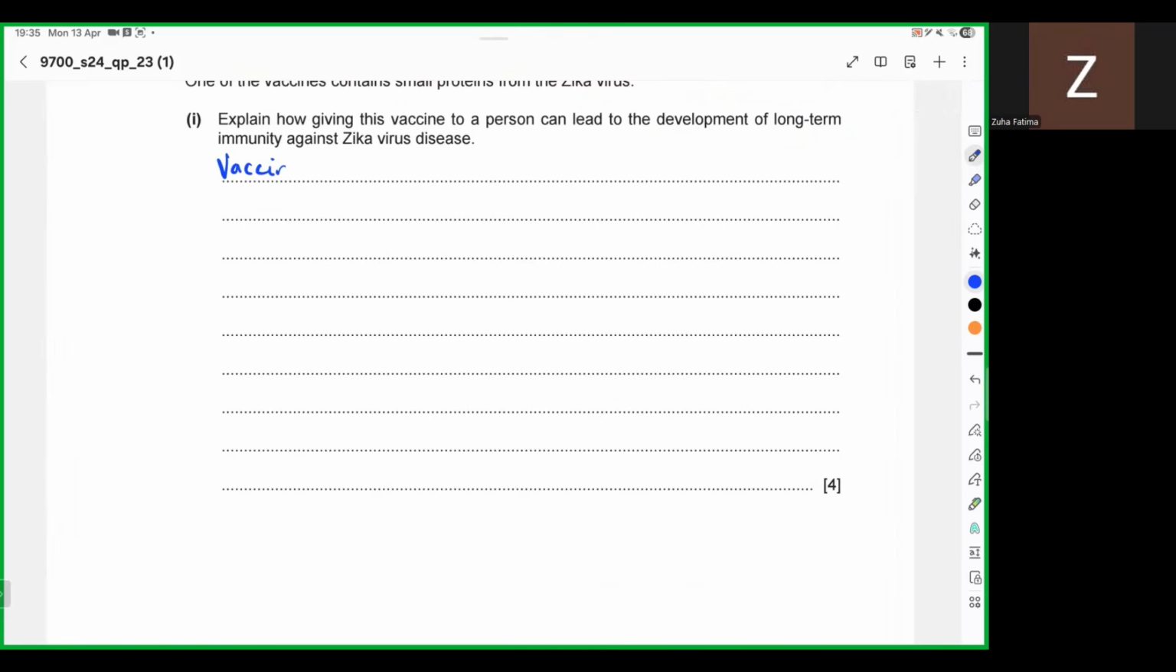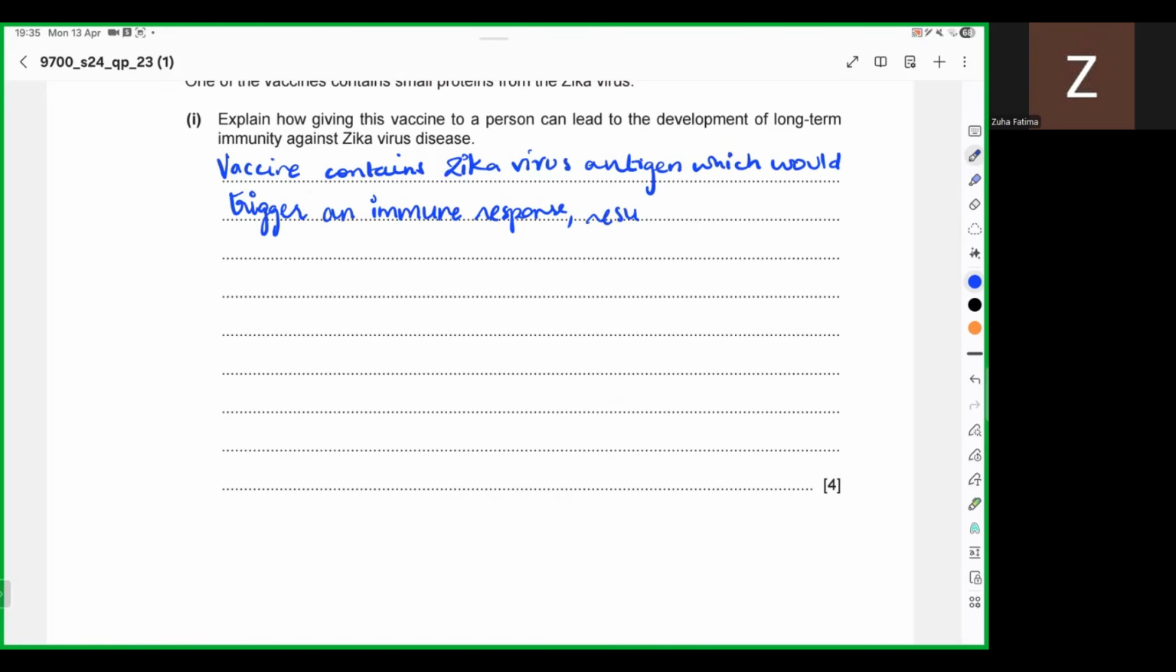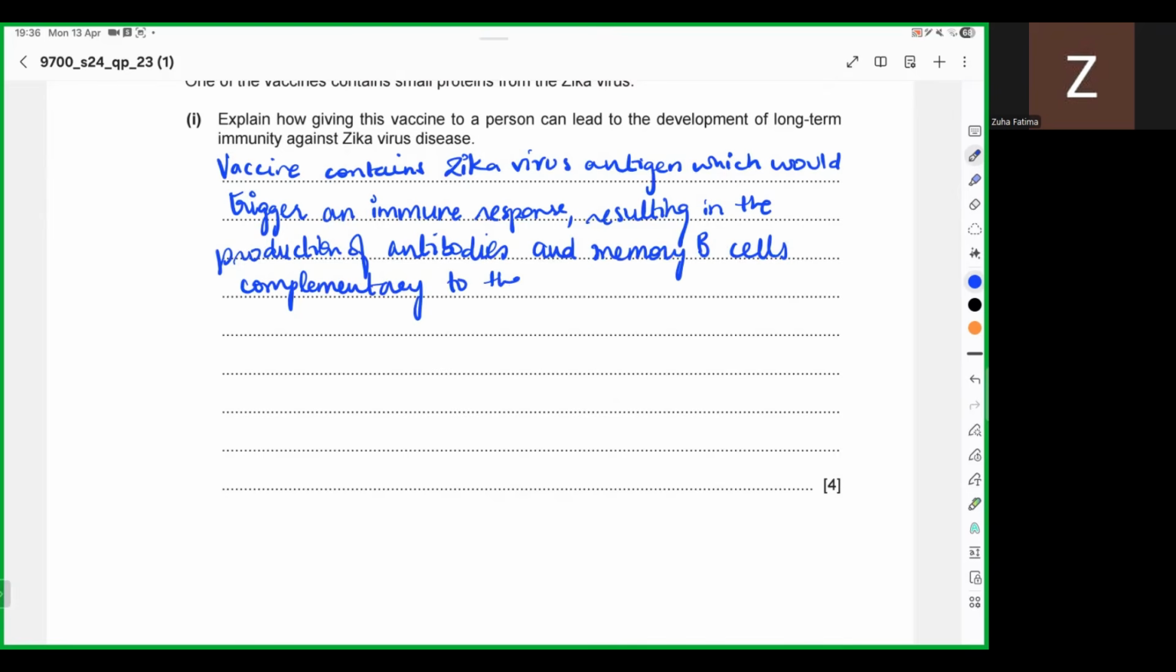So the vaccine contains Zika virus antigen, which would trigger an immune response, resulting in the production of antibodies and memory B cells complementary to the antigens of Zika virus.